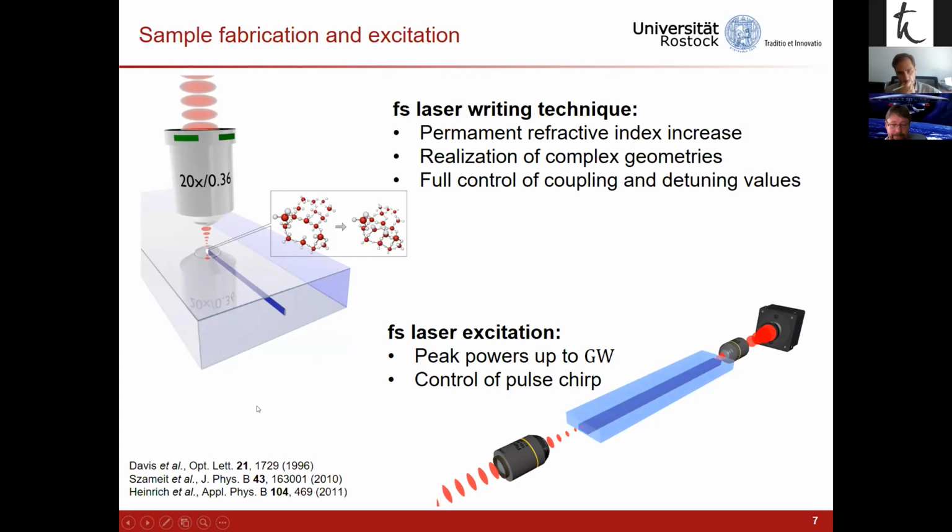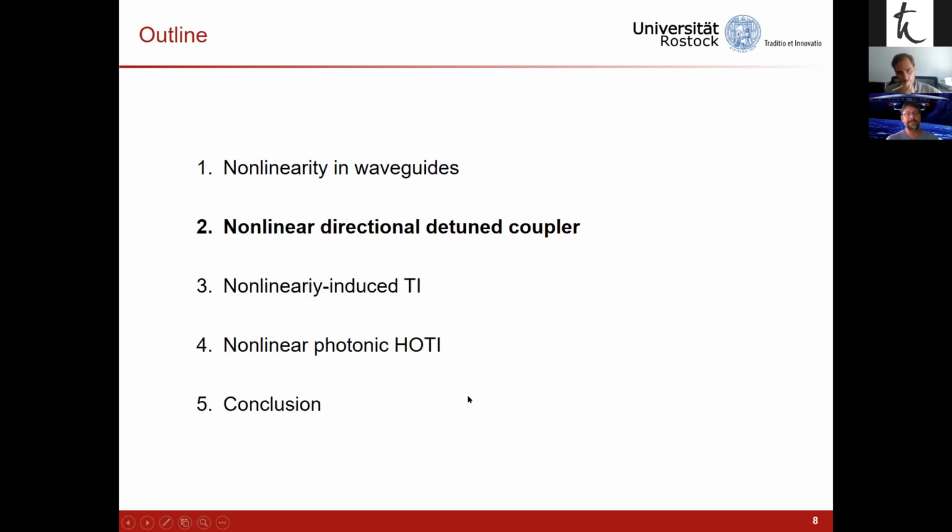Anyway, good. So this is the point. We launch femtosecond laser pulses into these waveguides, and then it propagates, and you can change the input power. For low power, you see linear evolution, and for high power, you see nonlinear evolution. Okay, so this is the basis. And now let's come to the nonlinear directional detuned coupler, which is at the heart of our implementation.